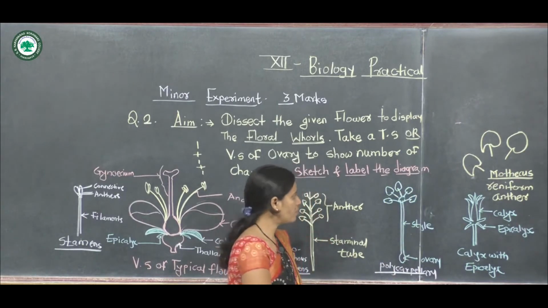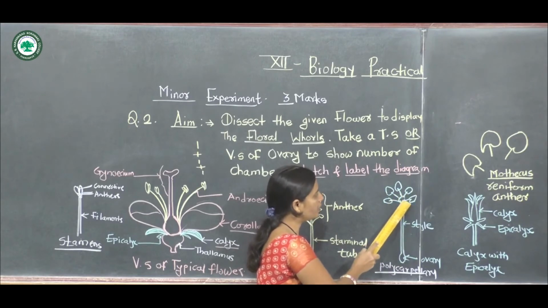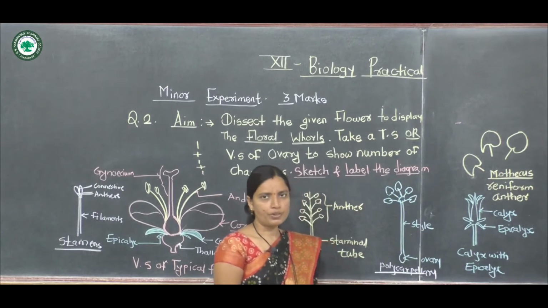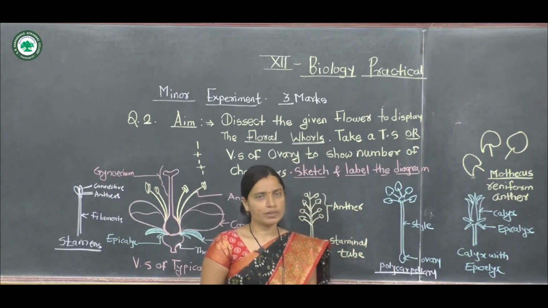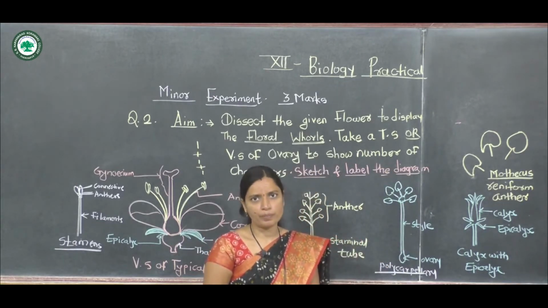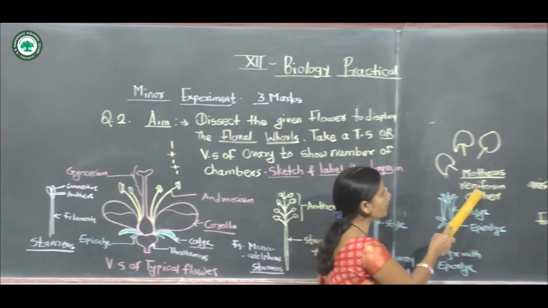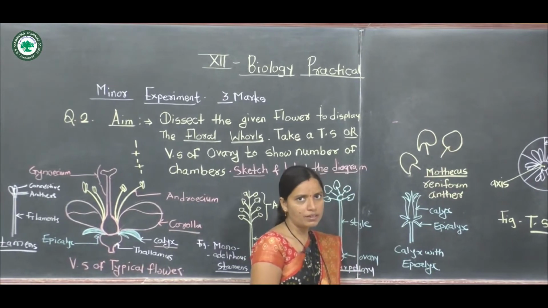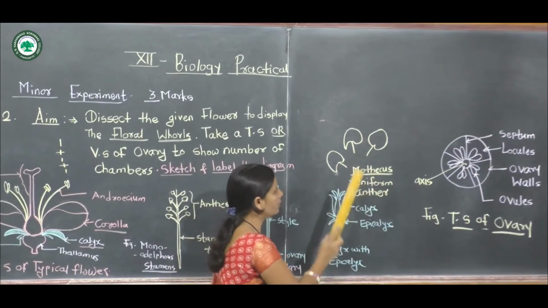Polycarpellary means many carpels, but these carpels are fused, so the hibiscus flower has a syncarpous condition. Next, this anther is a reniform or kidney-shaped structure, found in the hibiscus flower. It is a reniform anther.